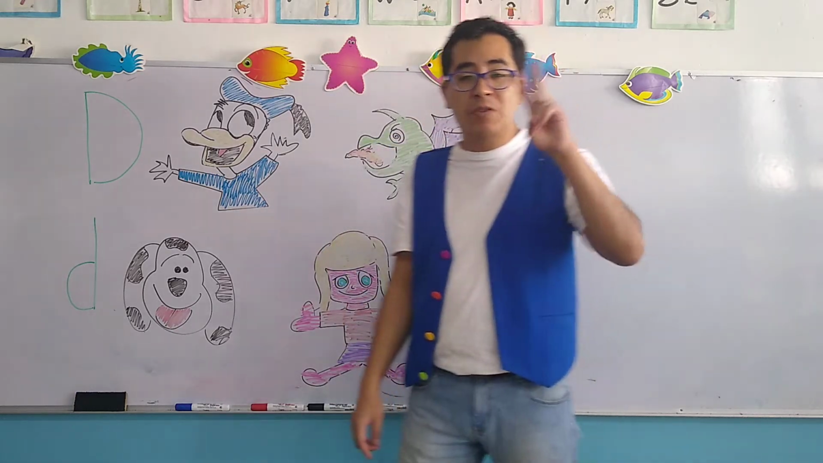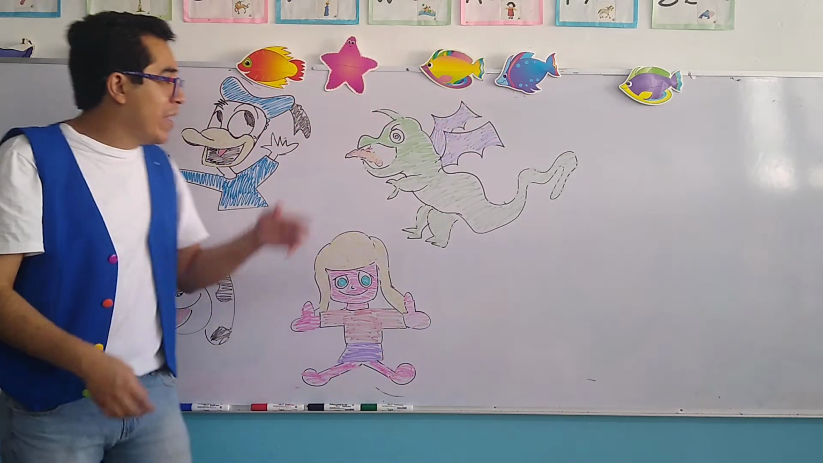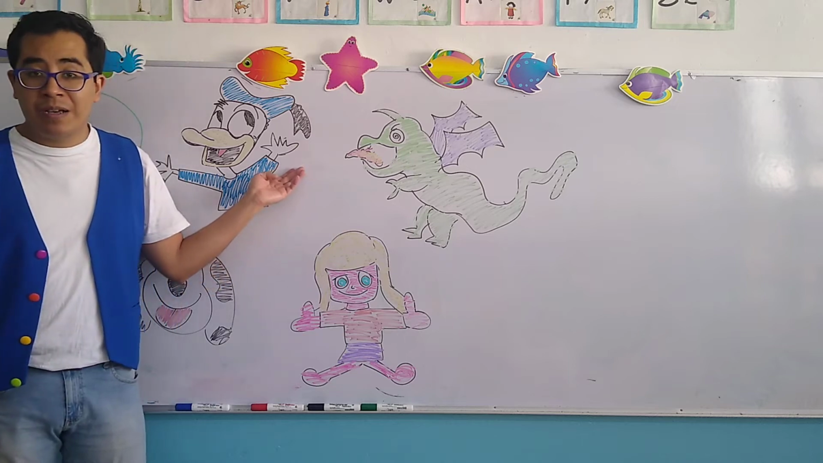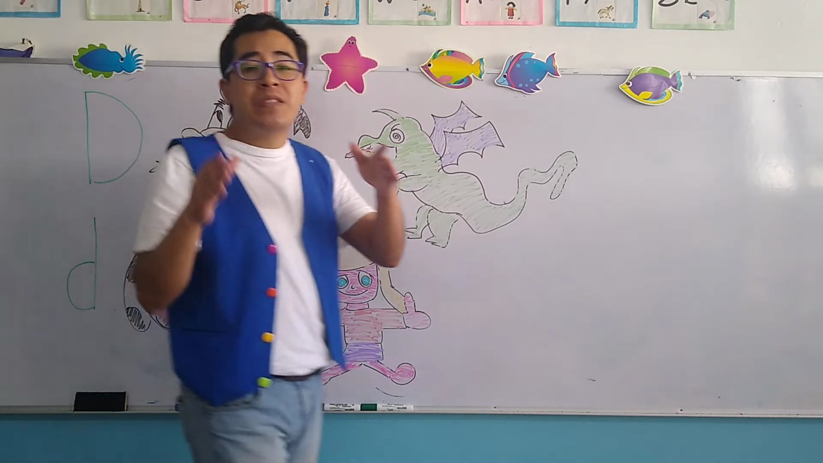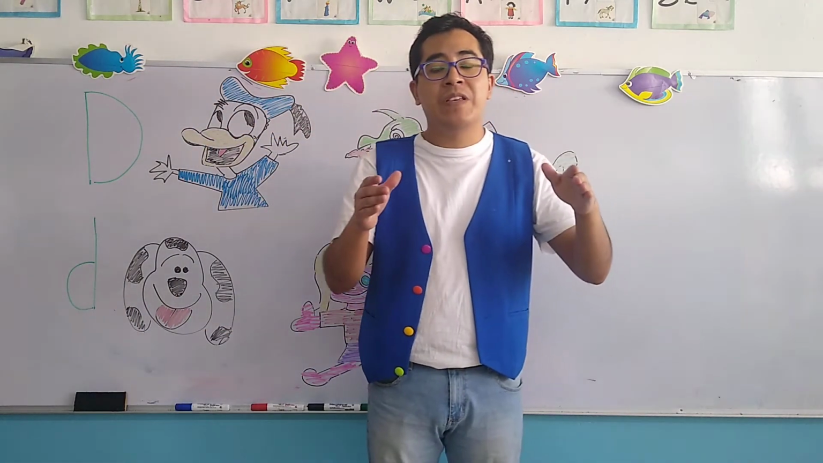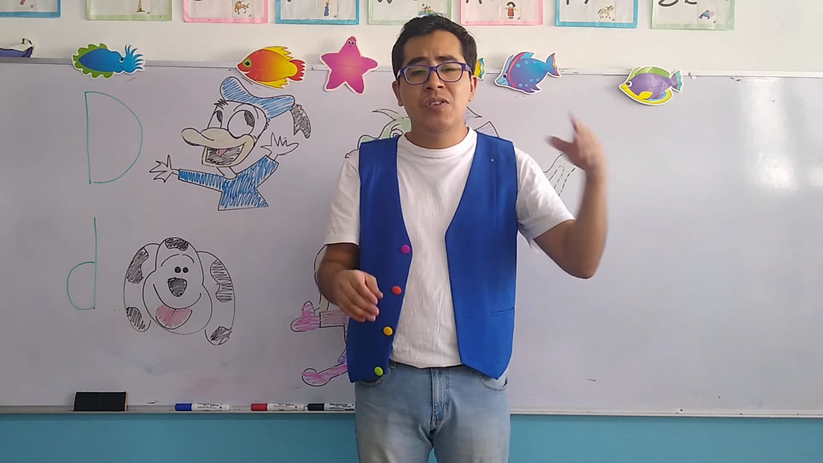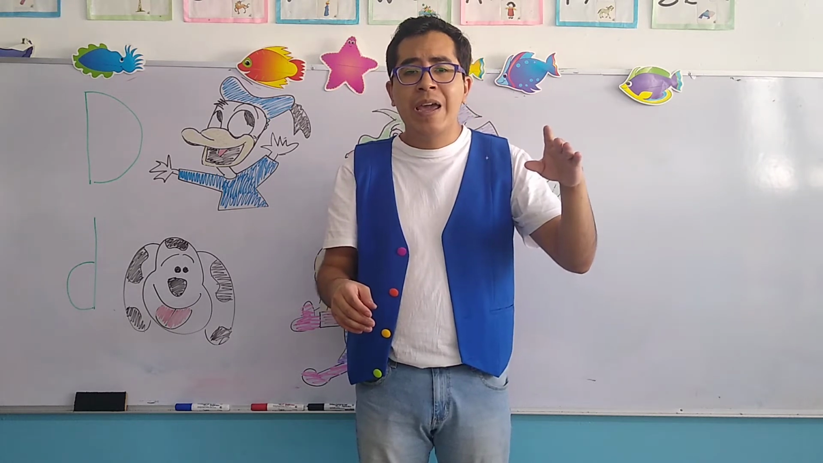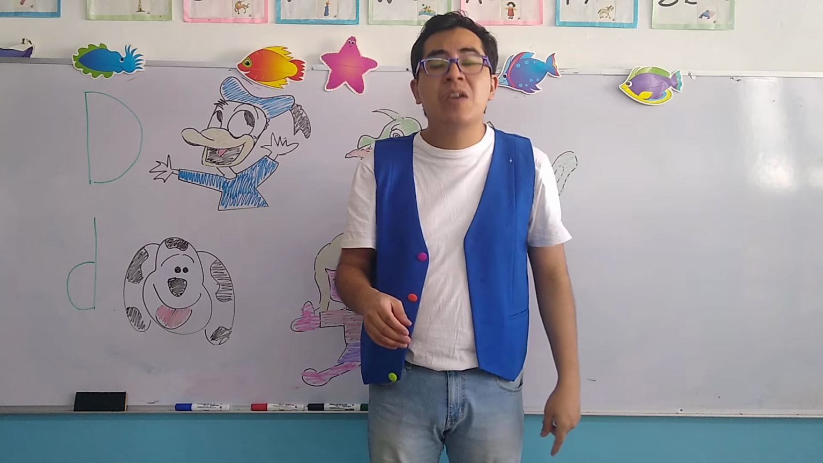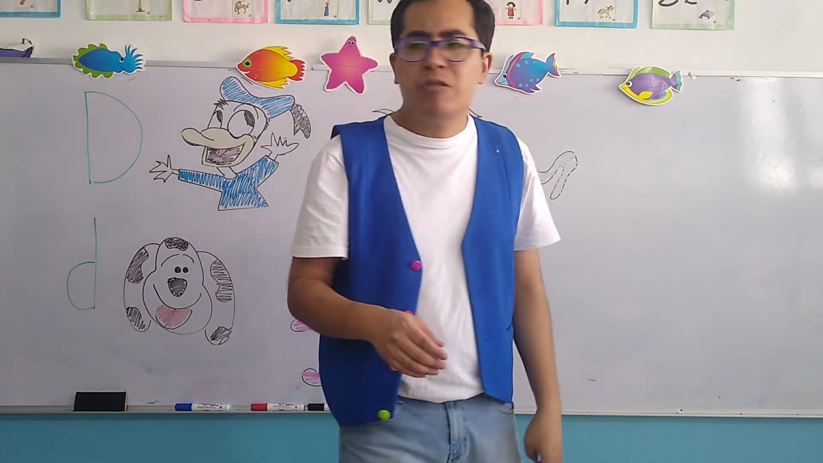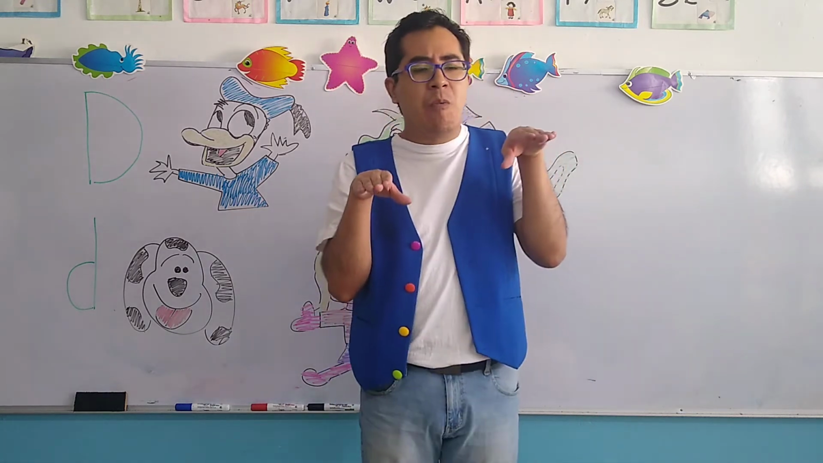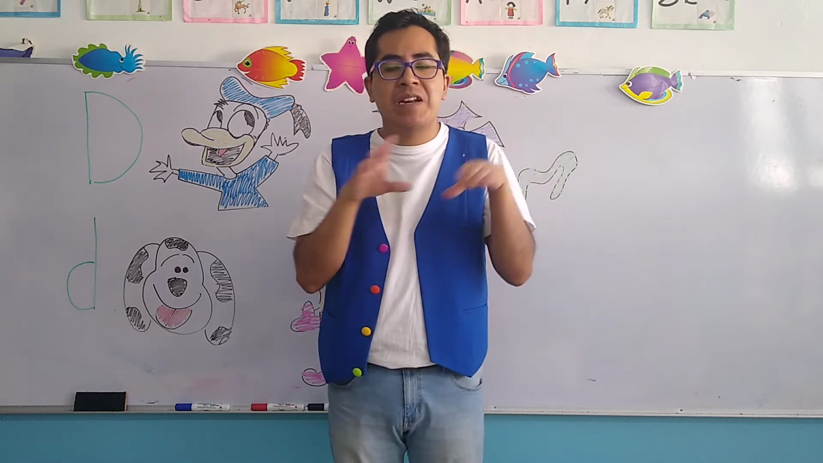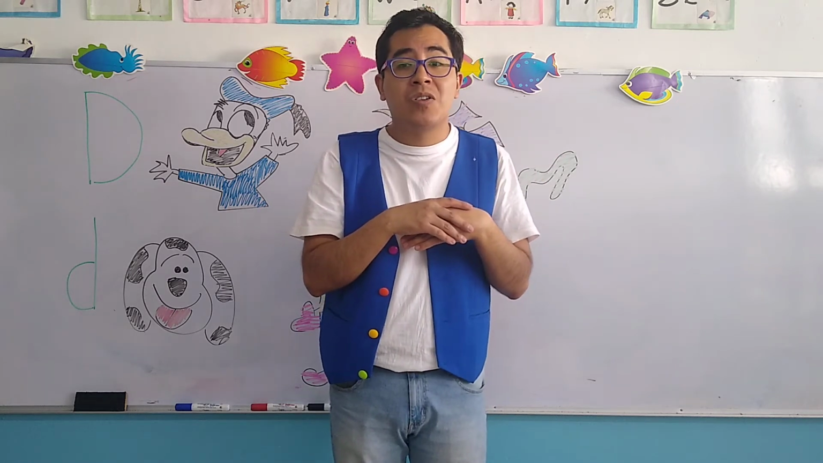For this, we have two options. The first one is the duck, okay? Now remember, the duck, it's an animal of the sea. In most of the cases, it's colored yellow, okay? And it makes noises like quack, quack, quack. And it's always walking in a funny way. Siempre caminan muy graciosos, the ducks, okay?